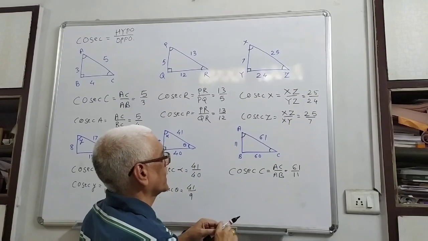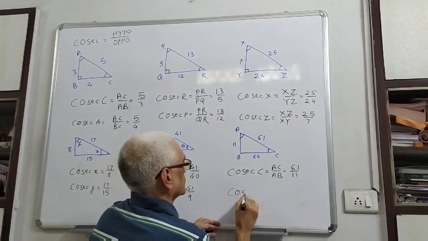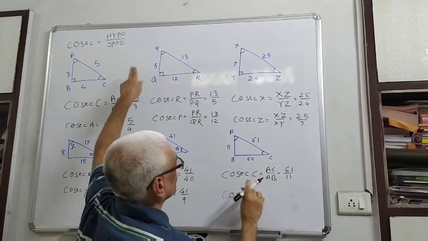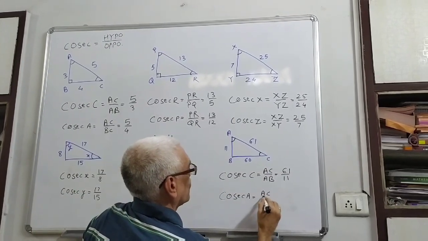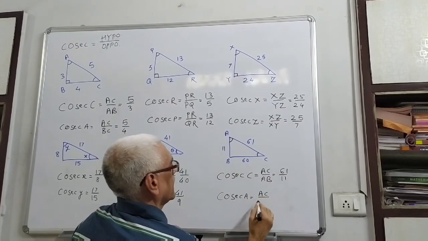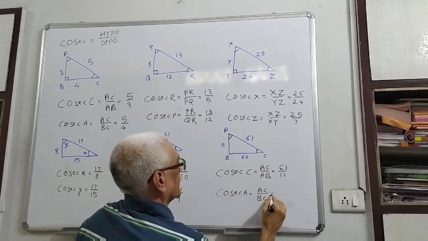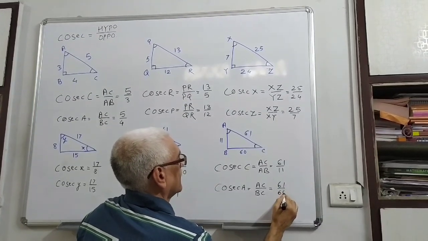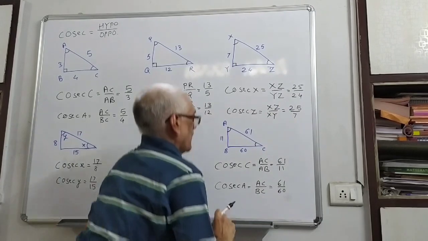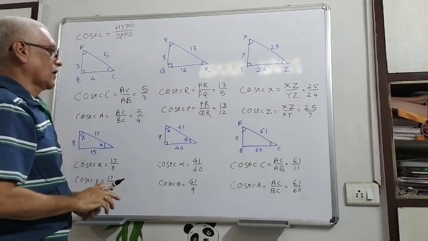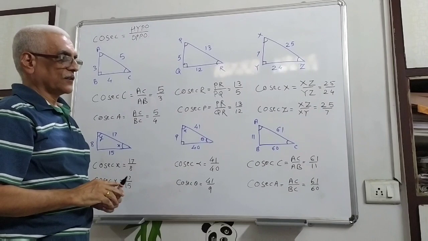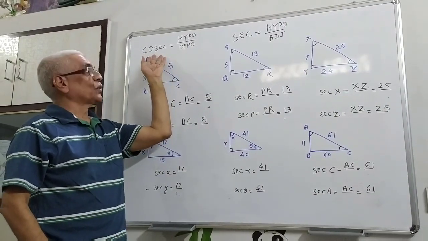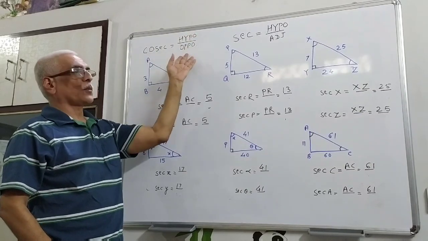If we want cosec of A, cosec means we are seeing hypotenuse. Hypotenuse is AC upon the opposite side. Opposite to A will be BC. So AC is equal to 61 upon BC is 60. Thus we have found the cosec value of all the acute angles of all the triangles. Just now we have seen what the cosec ratio is. It is hypotenuse upon opposite side.